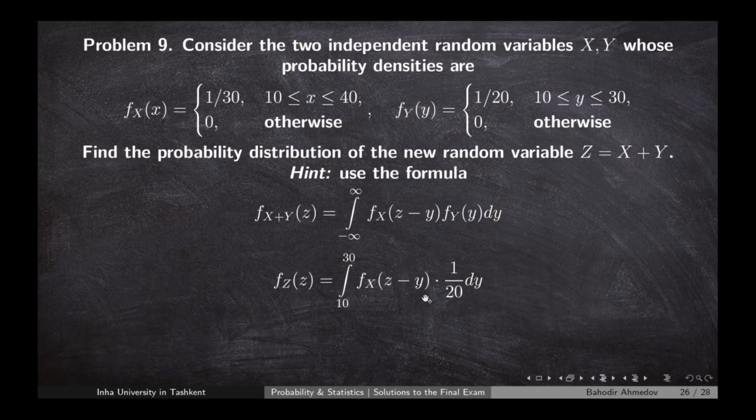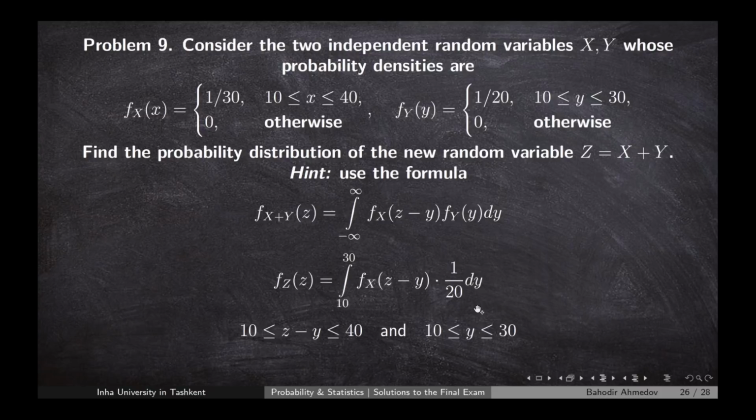So now in the next step, I'm going to substitute this density function with this one. But I see that the argument of this density function should be between 10 and 40. Only in this case, this is non-zero. This is equal to 1 over 30. So its argument z minus y should be between 10 and 40, right? And this y still should be between 10 and 30.